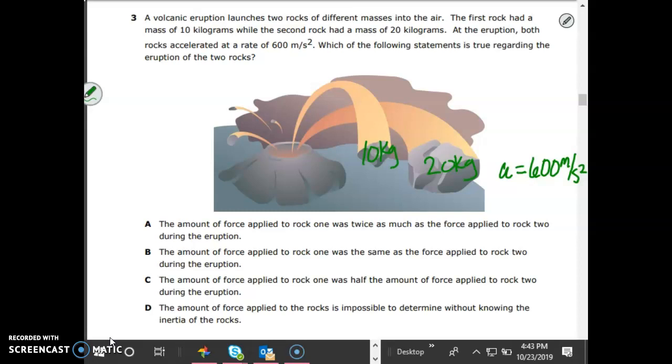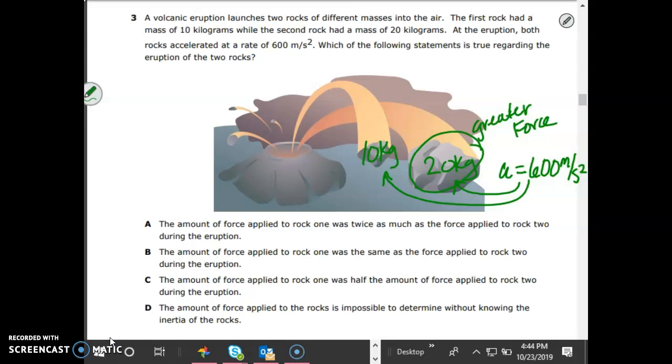Well, if they both had the same acceleration, the one with the larger mass had to have a greater force, because Newton's second law tells us that the amount of mass determines how much force is required to accelerate it. They both have the same acceleration, so the larger one has the greater force. So this could possibly be the answer, only it's rock 2 that is the bigger one.